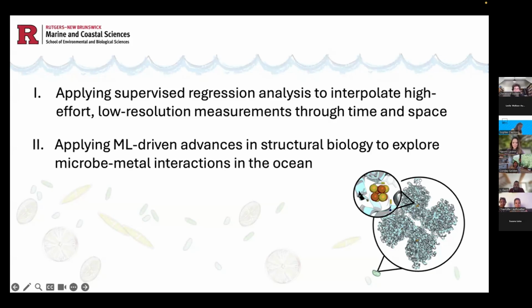space. Second, I'll discuss some ongoing work in which I, in collaboration with a few colleagues and students here at Rutgers, have been applying the recent explosion of new machine learning-driven tools developed for applications in the field of structural biology to elucidate microbe-metal interactions in the ocean.